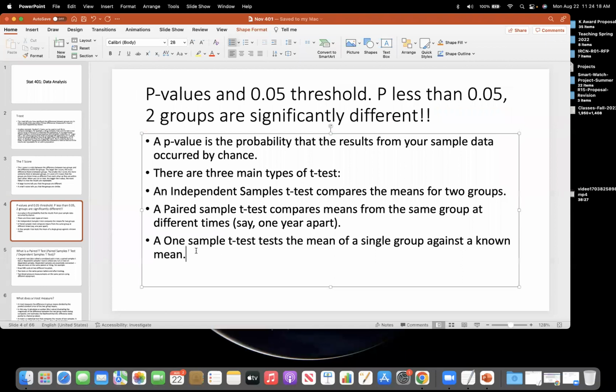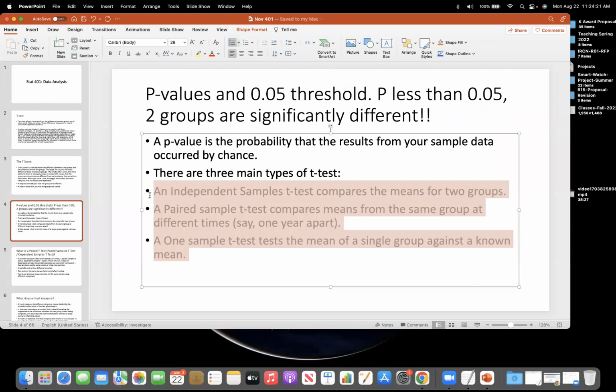There are three main types of t-test. So t-test can be classified into three types. First is called an independent sample t-test. Second is called a paired sample t-test. Third is called a one sample t-test, right? So in the exam, I would be interested to know what the types of t-test are. So you should write, there are three types of t-test. One is called an independent t-test, one is called a paired t-test, and one is called a one sample t-test.